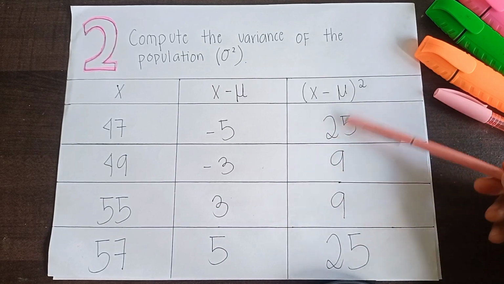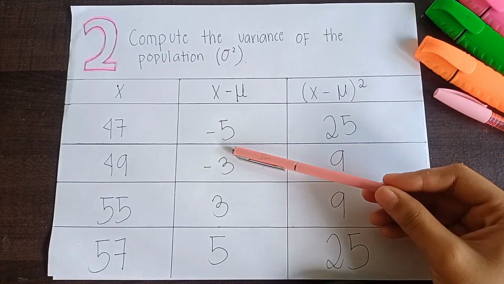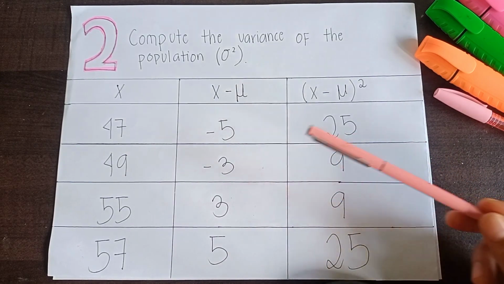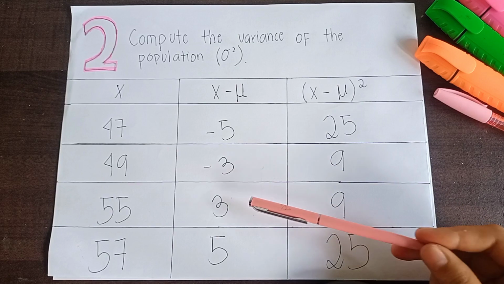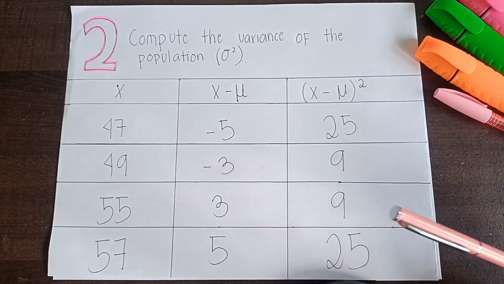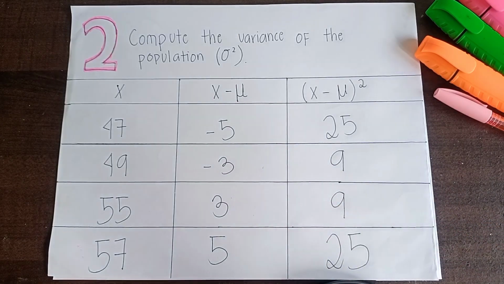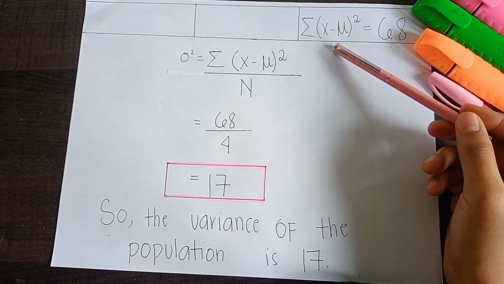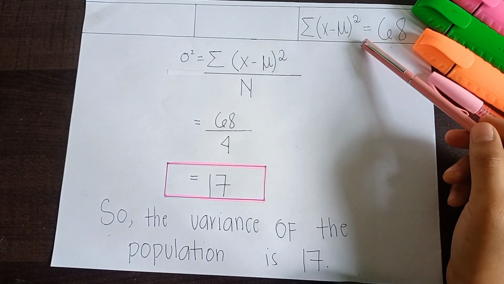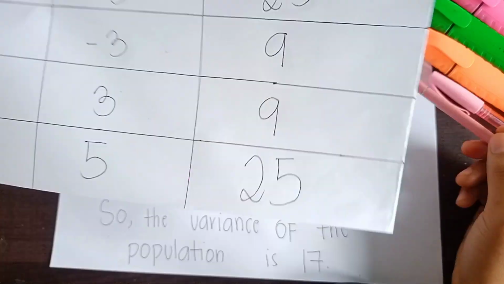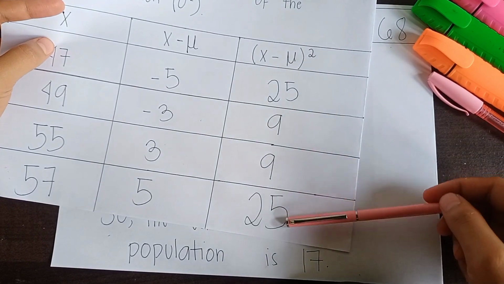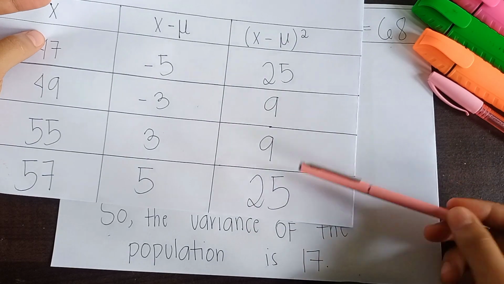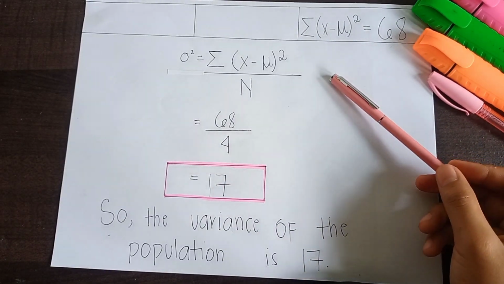Now, in the third column, we will square our answers here. So, negative 5 times negative 5 equals 25. Negative 3 times negative 3 equals 9. 3 times 3 equals 9, and 5 times 5 equals 25. The summation of x minus population mean squared equals 68, or this is the total when we add all the values in the third column. 25 plus 9 plus 9 plus 25 equals 68.